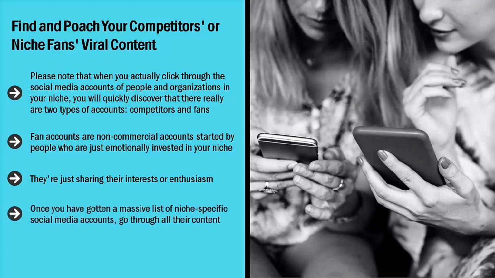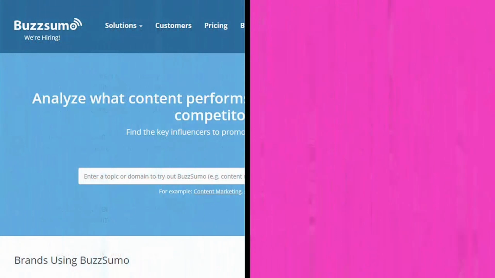Once you have gotten a massive list of niche-specific social media accounts, go through all their content. Take a look at how many times their content has been reshared or retweeted. Pay attention to pictures, videos, interesting links, picture quotes, or any other type of media. As you can probably tell, this process is not easy. You have to know what you're doing. You have to know what to look for. You also have to have a lot of time. Doing things by hand can burn up a lot of time.